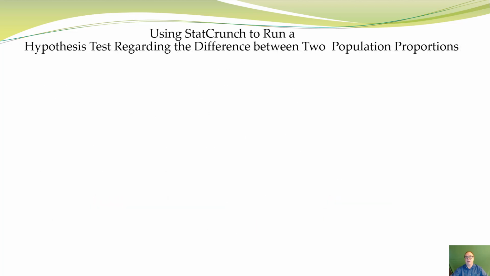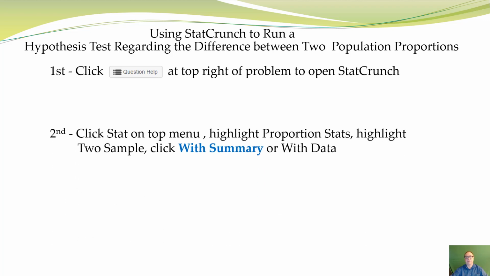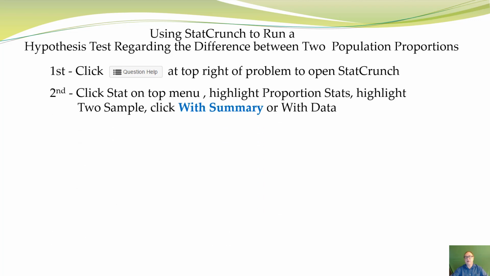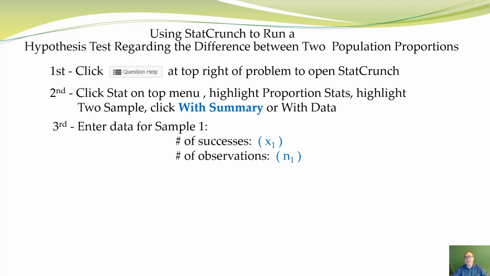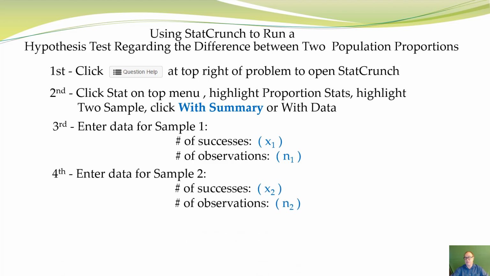Now, using StatCrunch. This time you would open StatCrunch the same way you did in Chapter 10. But this time, you're going to click Stat, top menu, highlight proportion stats, highlight two sample this time. Highlight two sample, click with summary or with data. Now, if I do with summary, okay, then you're going to enter the data for sample 1, which is the number of successes, x1, number of observations, n1. Then enter the data for sample 2, number of successes, x2, number of observations, n2.